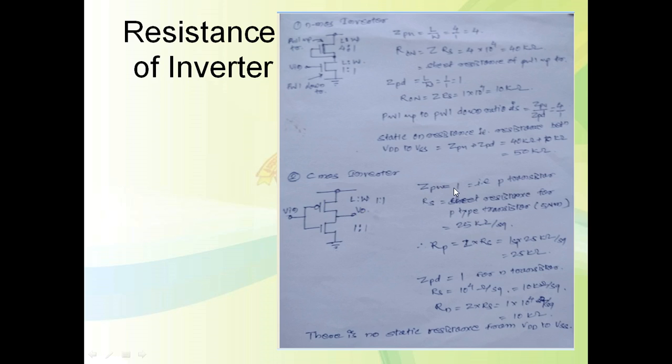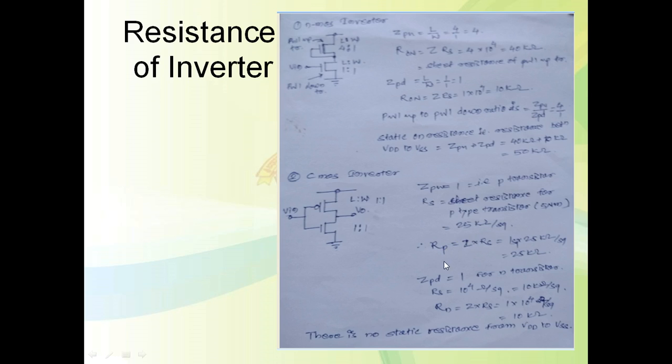Now Z pull-up is 1, for the p-type transistor. The sheet resistance for a p-type transistor in 5 micrometer technology, as given in the book, is 25 kilo ohm per square. You should know that the resistance offered by holes is 2.5 times more than that offered by electrons. The resistance offered by the n-type transistor is 10 kilo ohm, and that offered by the p-type transistor is 25 kilo ohm.